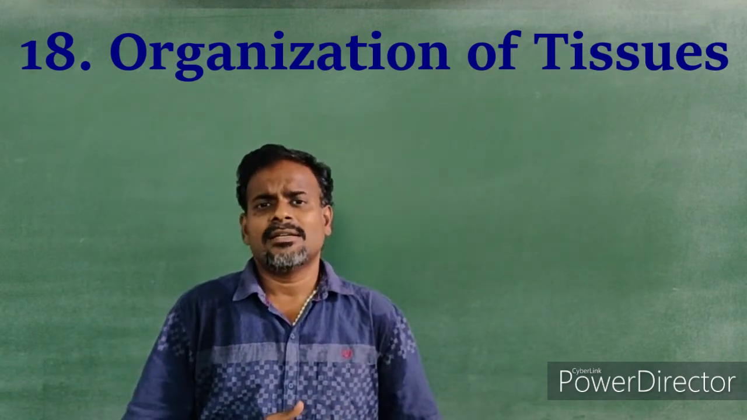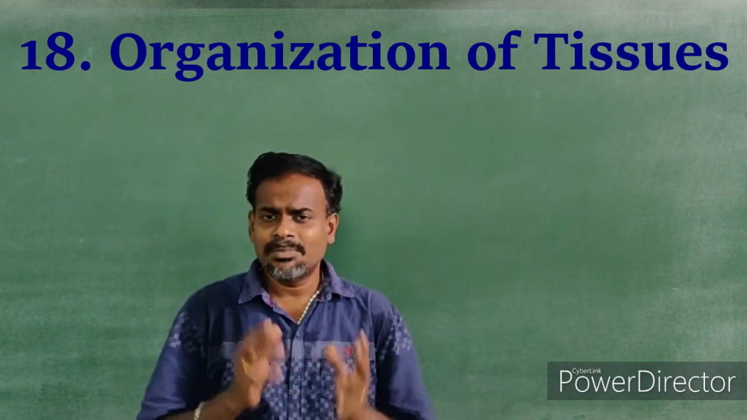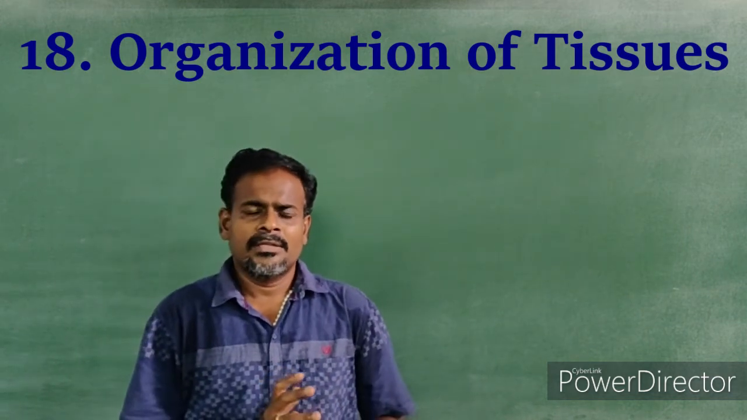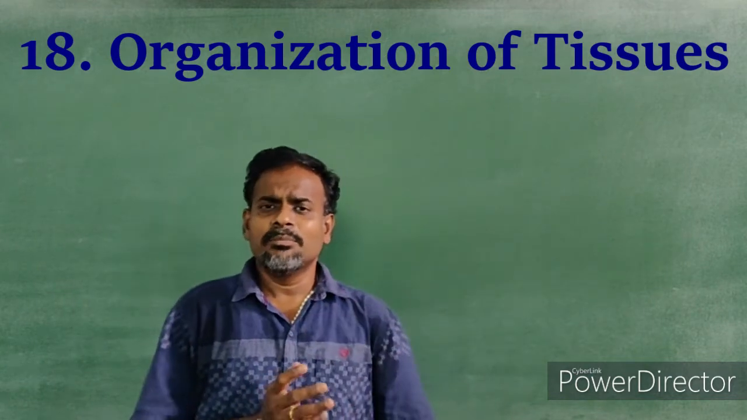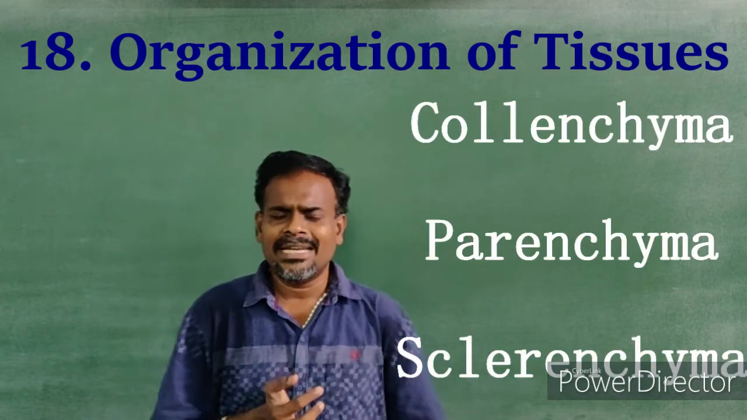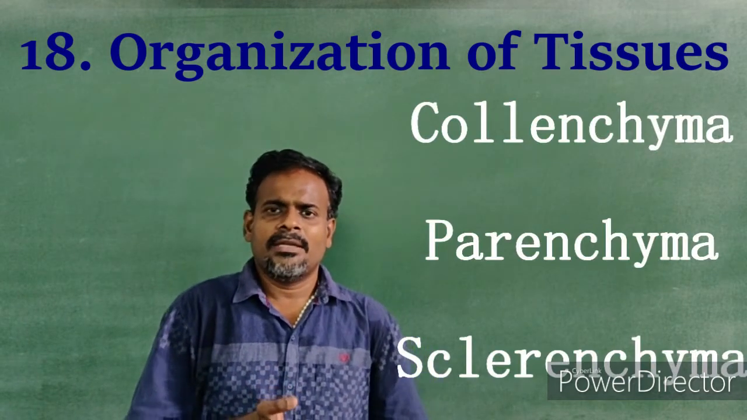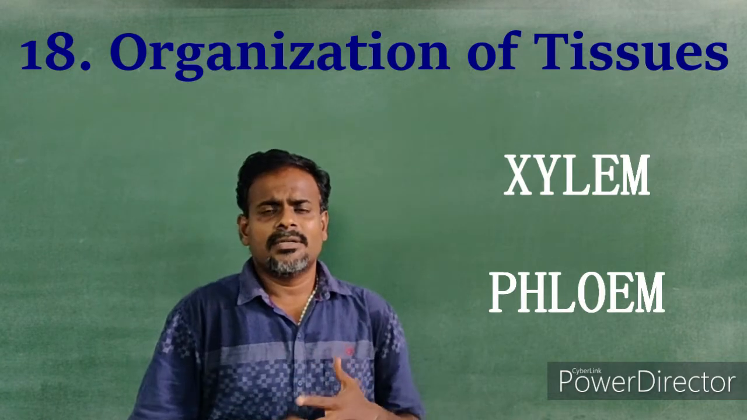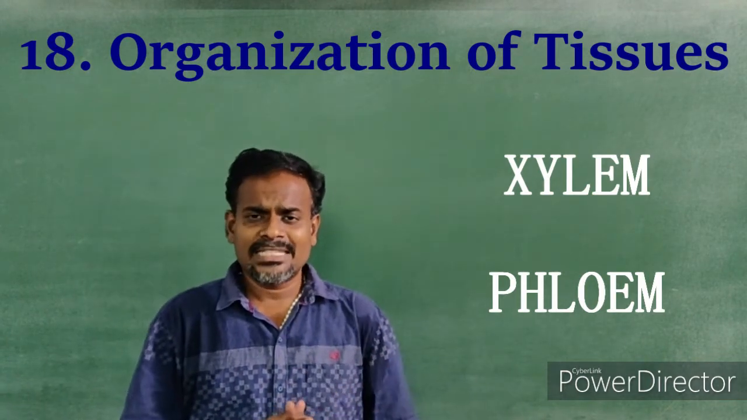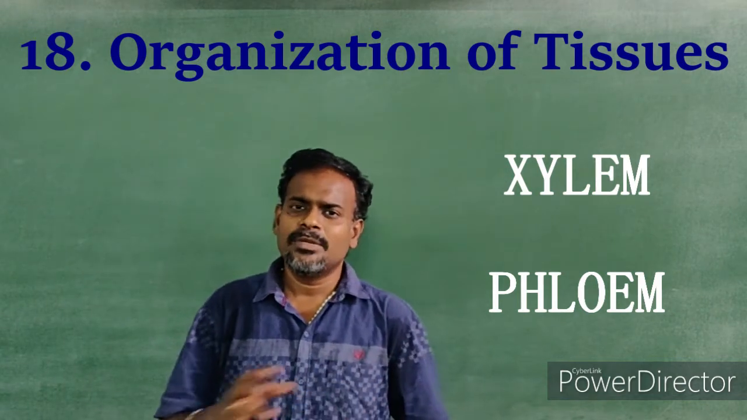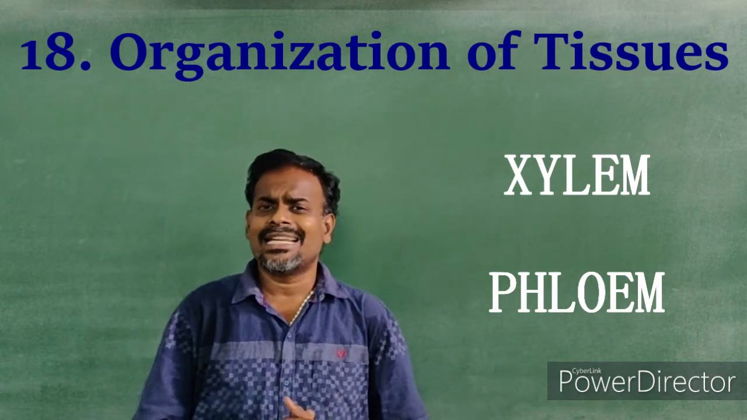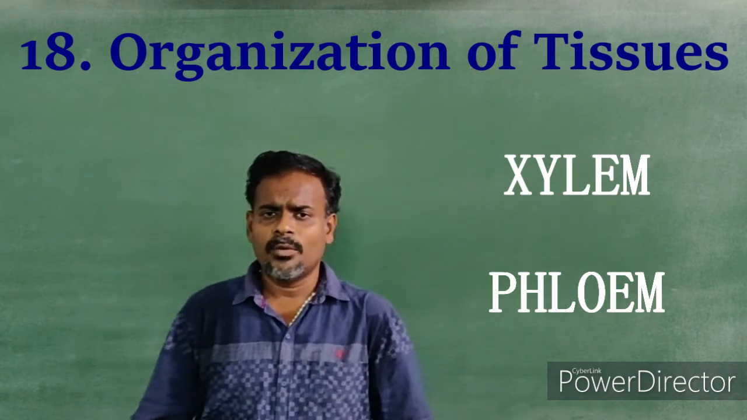The next one is permanent tissues. Permanent tissue is classified into two types: simple and complex. With regard to simple tissues, there are three types, namely collenchyma, parenchyma and sclerenchyma. And complex tissues, which are also known as vascular tissues, are of two types, which include xylem and phloem. And you all know the xylem and phloem are involved in the transportation of food and water.